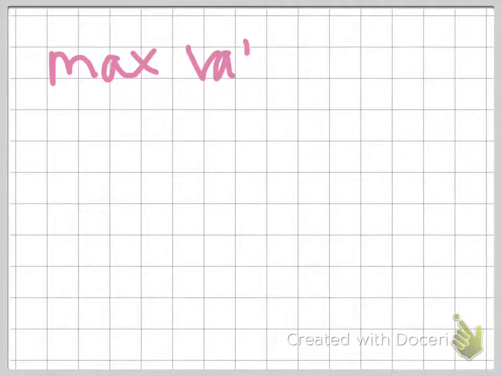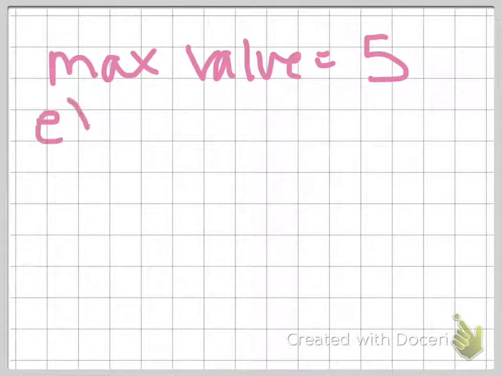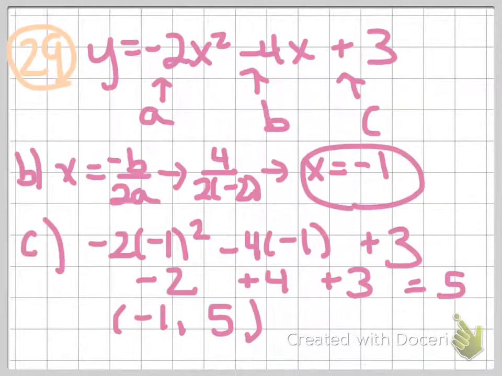Part D says, do I have a maximum or a minimum? Well, because I know my graph opens down, I'm going to have a maximum value. And that maximum value is equal to the y value, which is 5. Part E is the y-intercept. That's the C value. And that C value is 3.